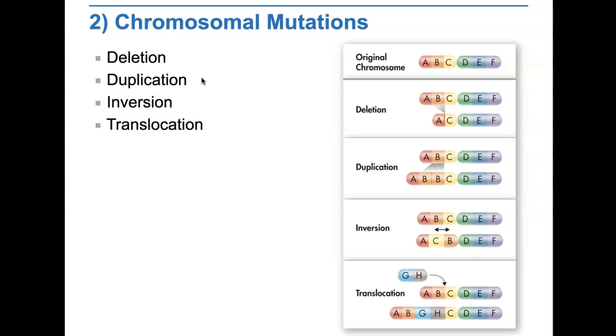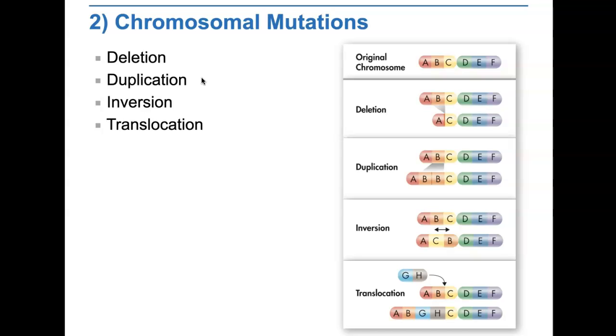Chromosomal mutations involve changes in the number or structure of the chromosome. These mutations can change the location of genes on the chromosome and can even change the number of copies of some genes. There are 4 types of chromosomal mutations: deletion, duplication, inversion, and translocation.